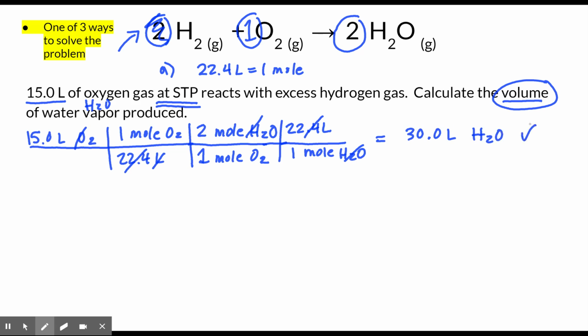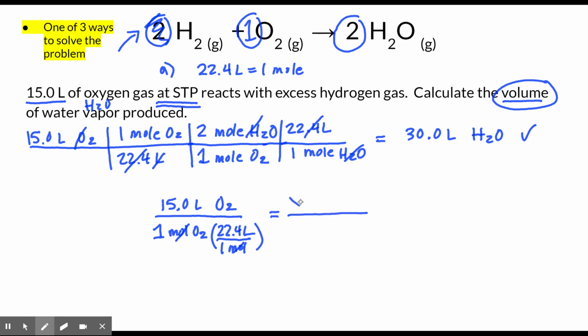So that is our volume of water vapor produced. If you're curious, you could also do the proportions method with this. The way this works is to take 15.0 liters of O2, and realize that the coefficient for the oxygen gas is 1, so this means 1 mole of oxygen gas. We know this is at STP, so 22.4 liters over 1 mole will equal... 22.4 liters is equal to 1 mole. So that's our work on the left-hand side.